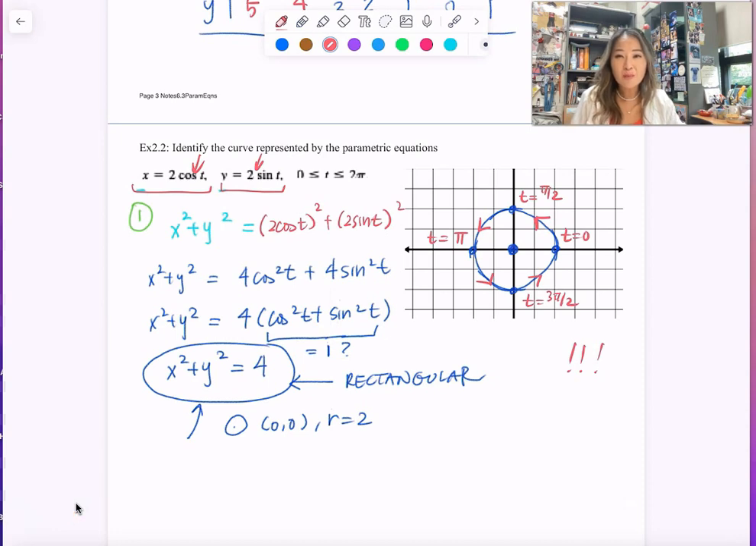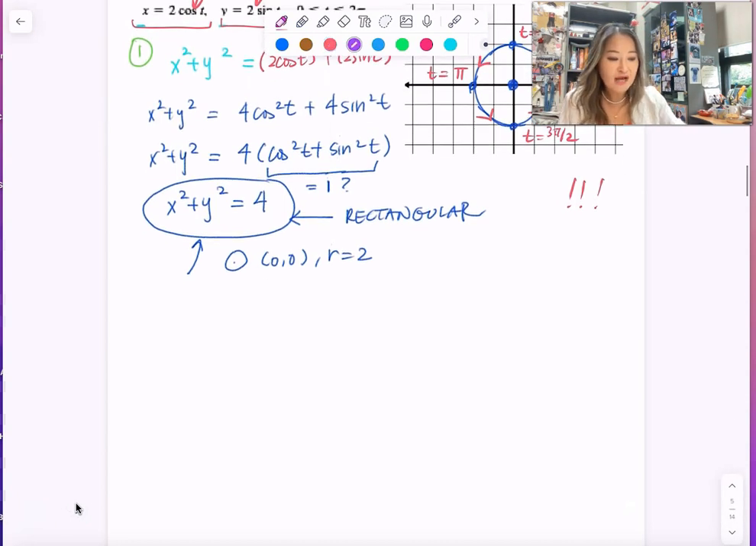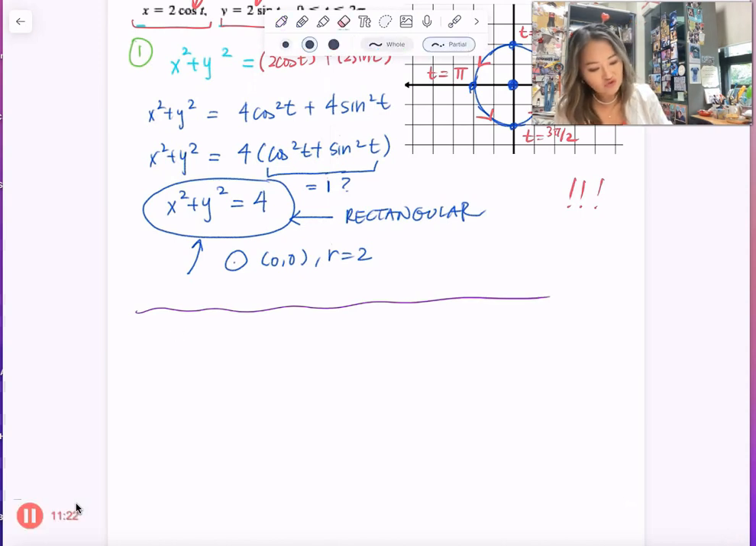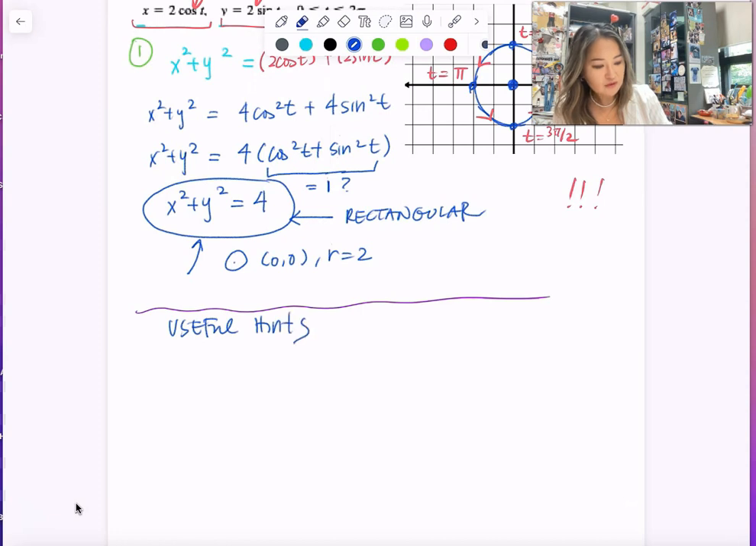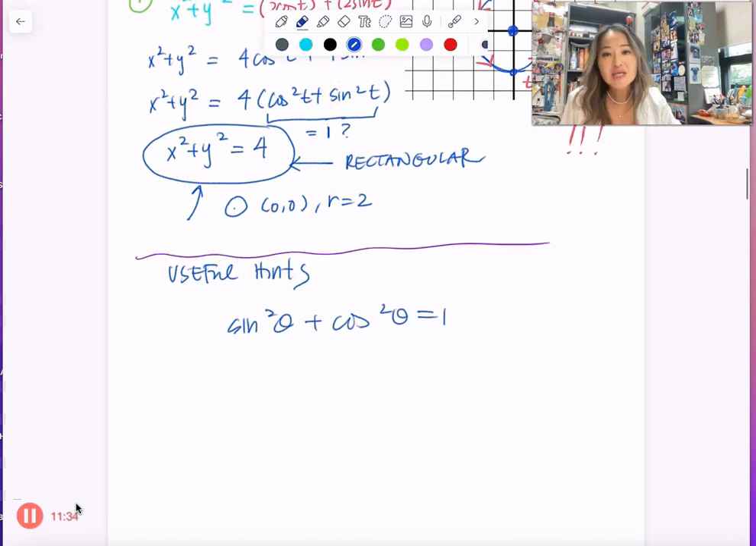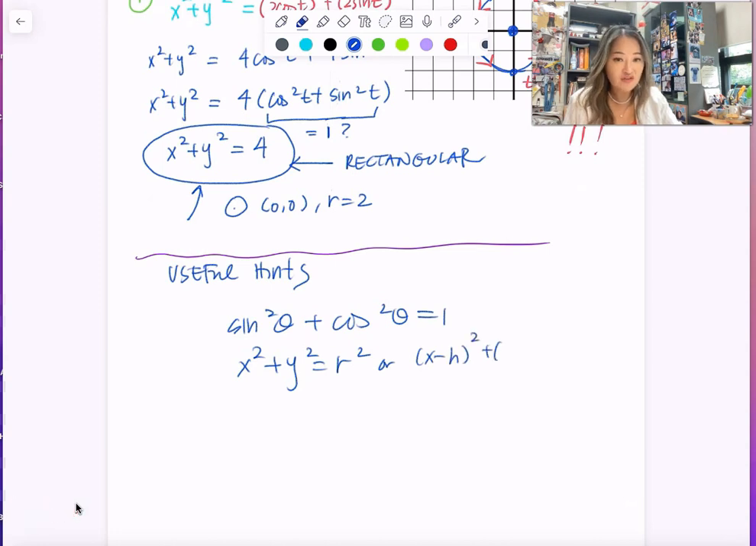And so we've eliminated the parameter, and we saw the power of what is important about eliminating the parameter and what it does for us, okay? I'm going to write a couple of useful things to remember as you do these problems. Sine squared theta plus cosine squared theta, which we dealt with a lot last unit. That's really important. x squared plus y squared equals r squared. Or, if you have an origin at a different position, then you have to remember this circle formula.